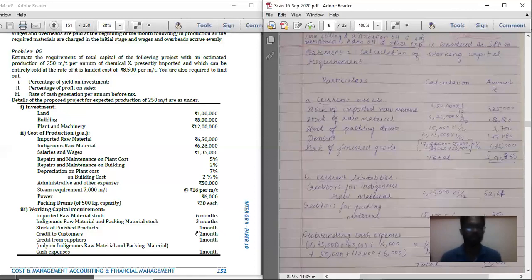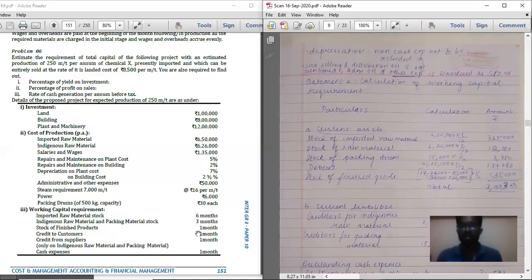That is, the cost of production should be assumed by the student himself. You can assume it on yourself. Like if you want to include packing drums, you can include it, or if you want to exclude it, you can exclude it. But for everything, you should give an assumption. You should write the assumption behind whether administrative, selling and distribution expenses are not being included in the cost of production. This should be explained in the assumption part.